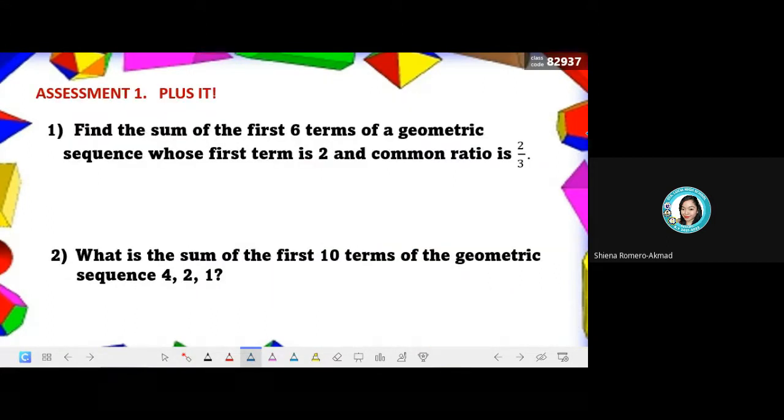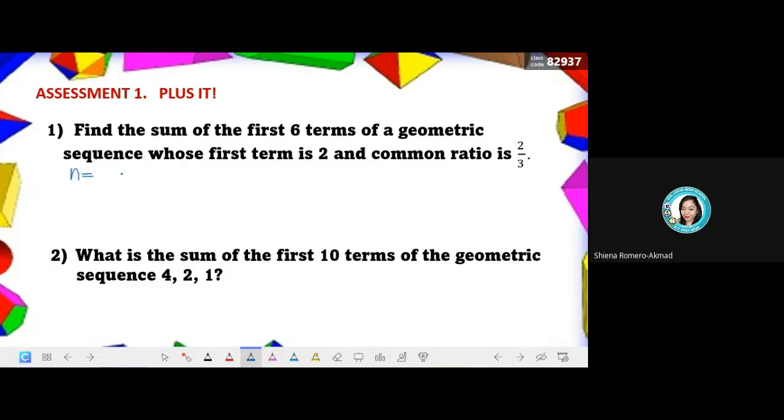Let's proceed. Let's just answer these two and then we will proceed. This one is about the infinite. Okay? So, we have your number one. Find the sum of the first six terms of a geometric sequence whose first term is 2 and common ratio is 2/3. So, we will first identify the givens.